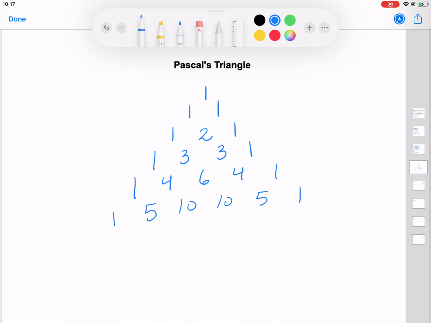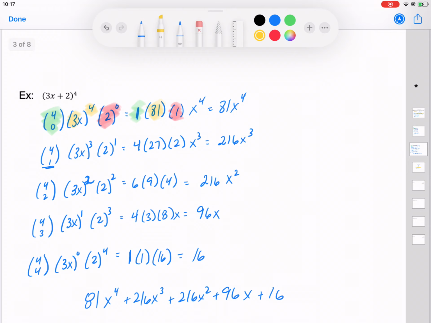I'm showing Pascal's triangle because I want us to notice, specifically on that problem we just did, this row right here. So if I go to that previous problem, we have 1, 4, 6, 4, 1. If you look at what we have right here, we have that 1, 4, 6, 4, 1. That's what these were right here.